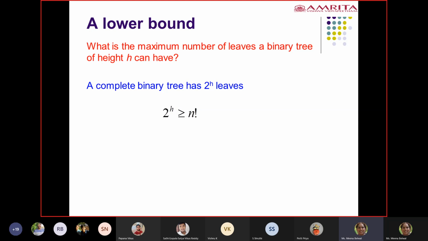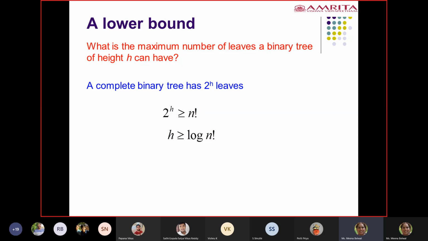Why are we not saying it to be big O? Big O represents the upper bound, which says that the complexity is going to be less than or equal to this, right? But here, since we know 2 to the power of h is greater than or equal to factorial of n, we are trying to find out the minimum complexity, what it is going to be. So 2 to the power h is greater than or equal to factorial of n.